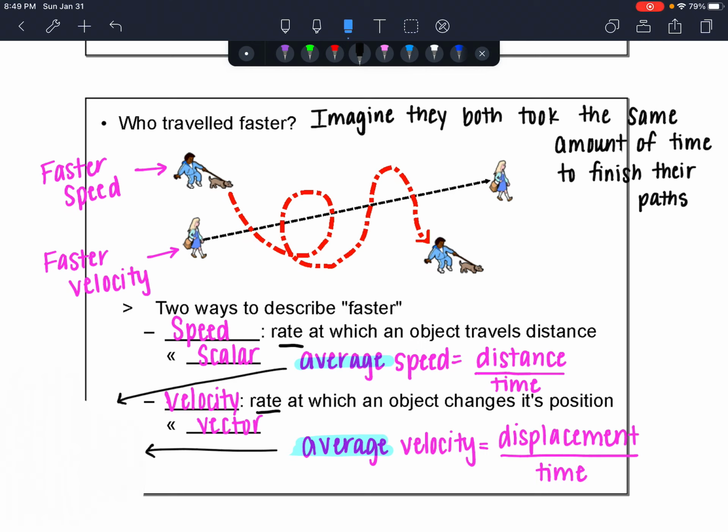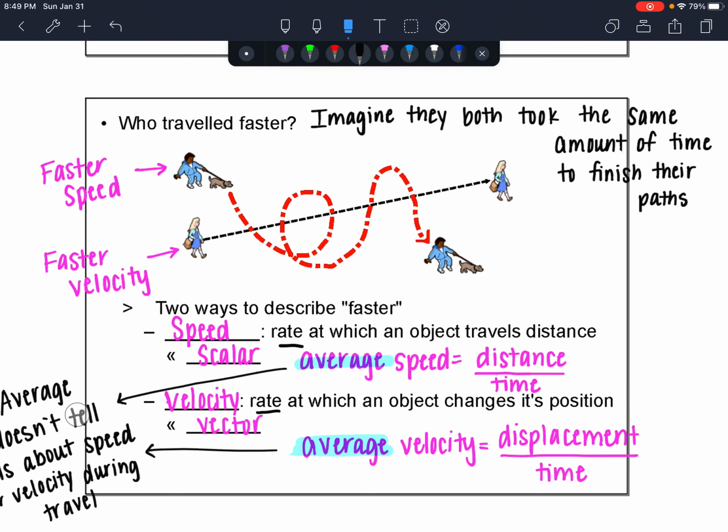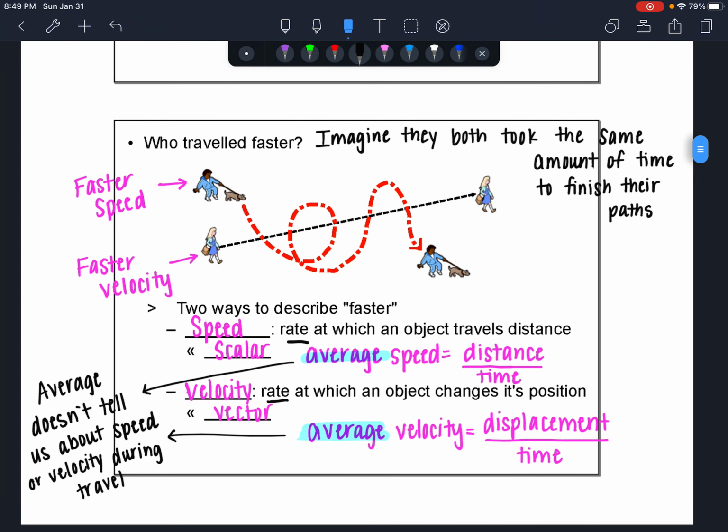Now you might have noticed that I called both of these averages and that I even highlighted that word. The reason both of these are averages is because it doesn't tell us anything about the speed or velocity during the travel. An average speed or an average velocity assumes that the speed and velocity did not change at all during the travel. In other words, an average assumes that it's constant, whereas we know in real life that's not necessarily the case. Objects tend to speed up and slow down during their travel. So an average is just a description from beginning to end and doesn't tell us anything about what happened in between the beginning and end of travel.